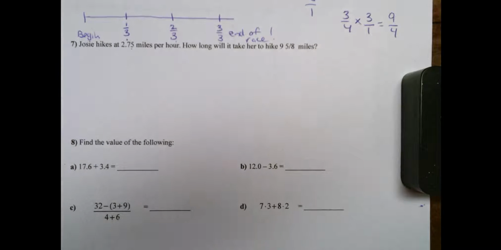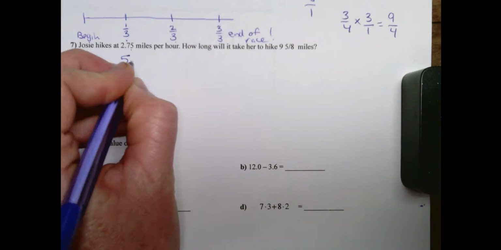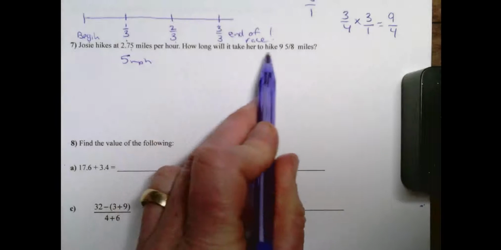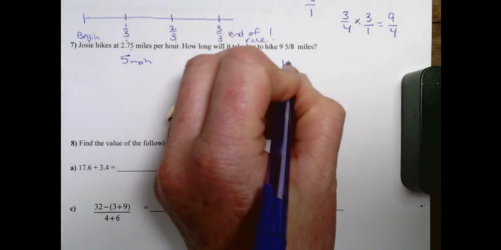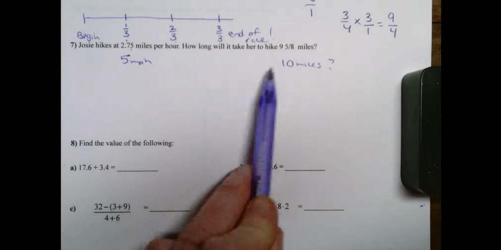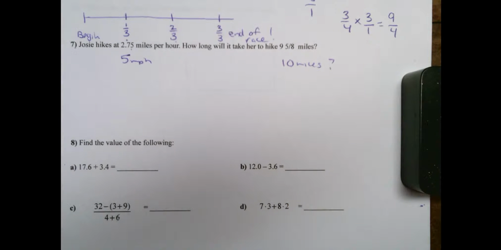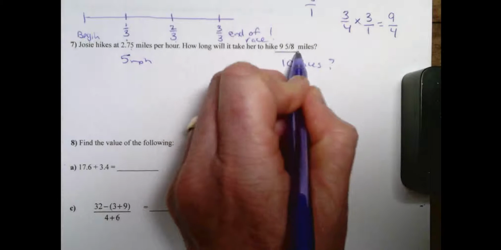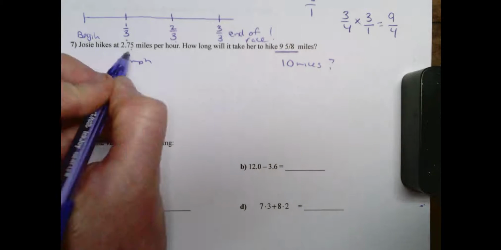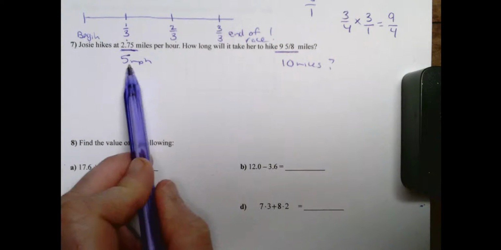So if we're not 100% sure what to do here, what I like to do is work with really easy numbers and see if I can figure out, well, what would I have done if, let's say, Josie hikes at 5 miles per hour? How long will it take her to hike 10 miles? Well, if it's 5 miles per hour and you want to go 10 miles, I would need to divide 10 by 5 to get 2 hours, right? So I need to divide this by this, right? Similarly, if I had had easy numbers, I would have just divided 10 by 5.